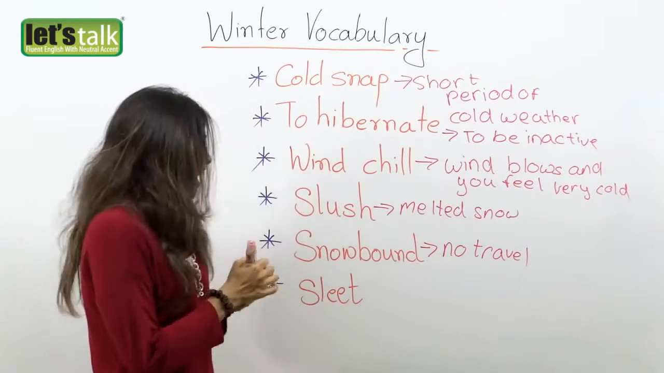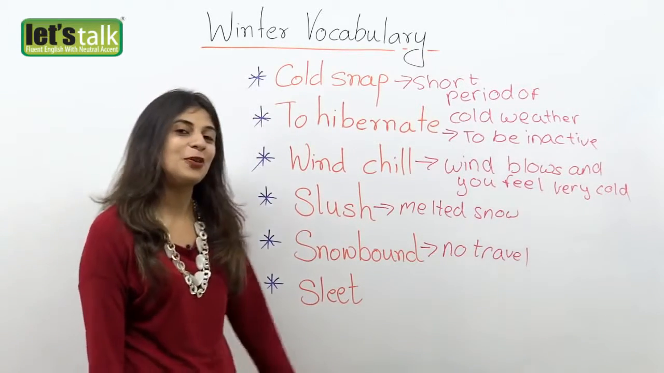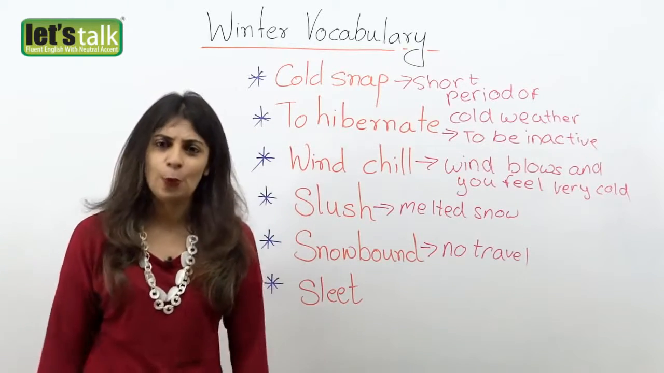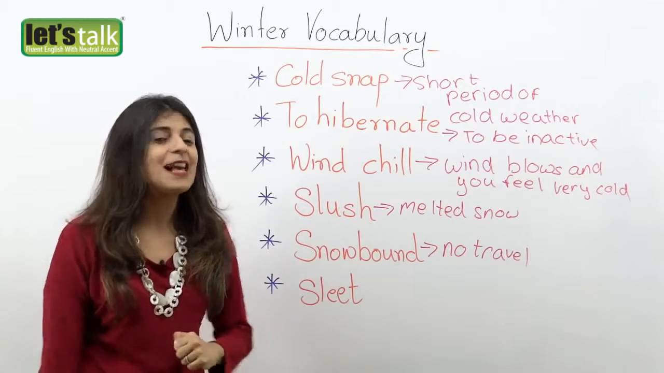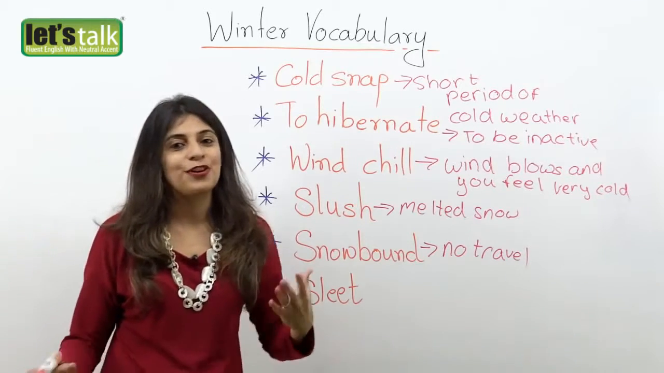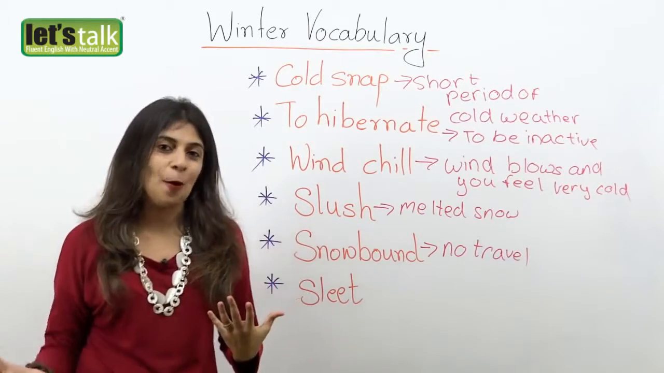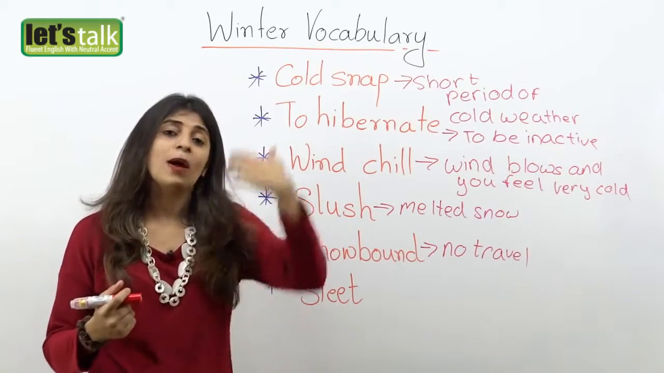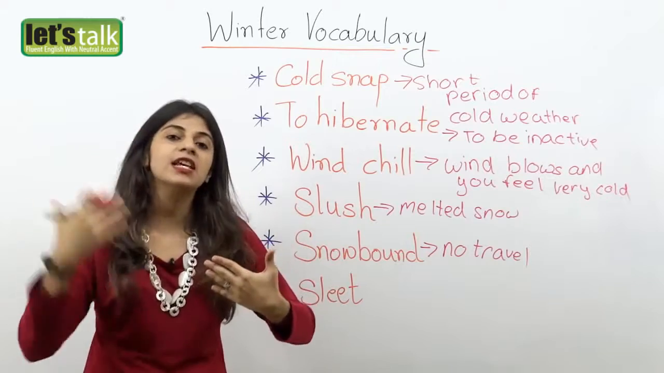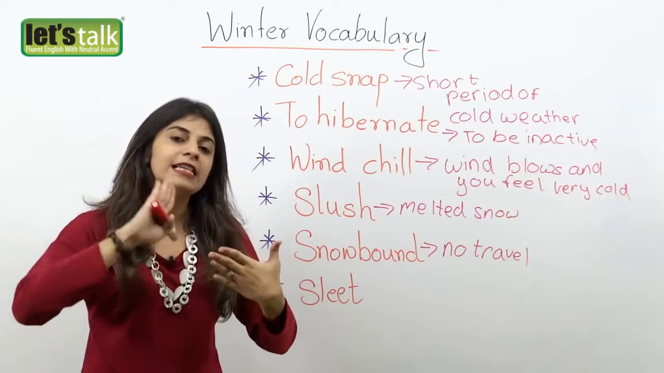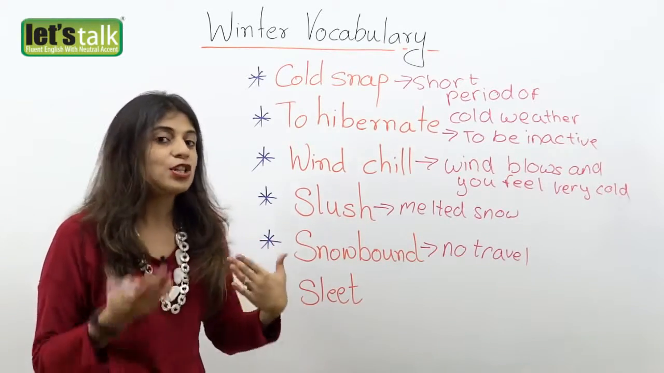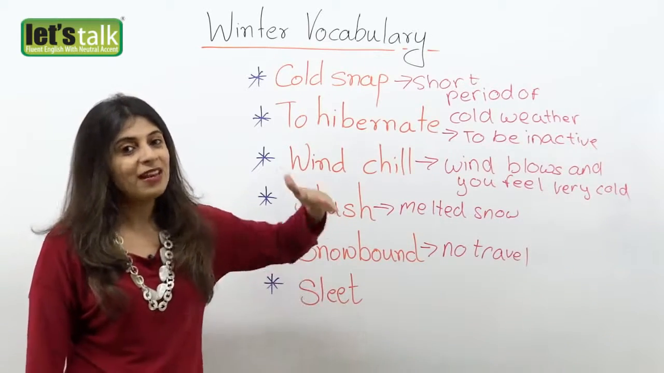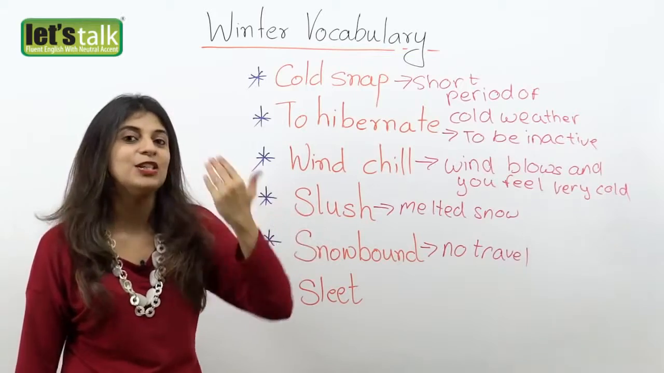Okay, and then the last word that I have for you here is sleet. Sleet may be a new word for you, and what does it mean? Well, sleet is a mixture of rain and snow. Or it also means that when it starts raining, because of the cold temperature, it turns into ice. So either it's a mix of snow and rain, or when it rains, it turns into ice.